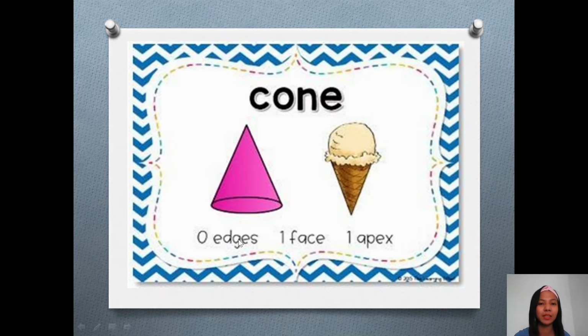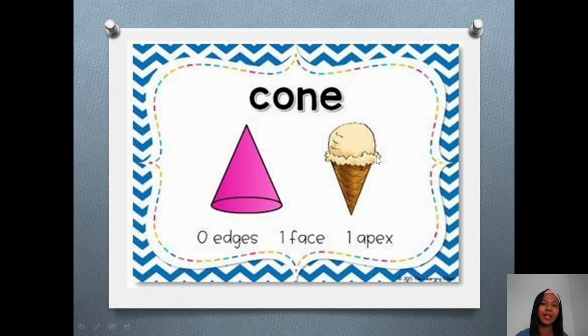Since an edge is a straight, flat area of the 3D shape, this cone has no edges at all. There is only one face, one flat surface here, and then one apex, which is the highest or furthest point from the base. And this part is a curved part, so that's why this figure has no edge.